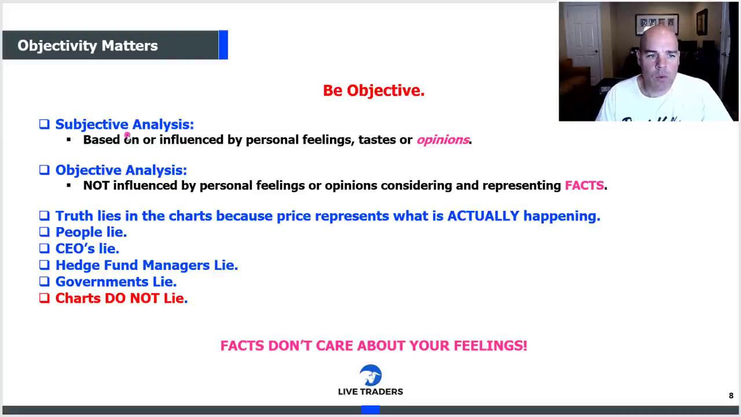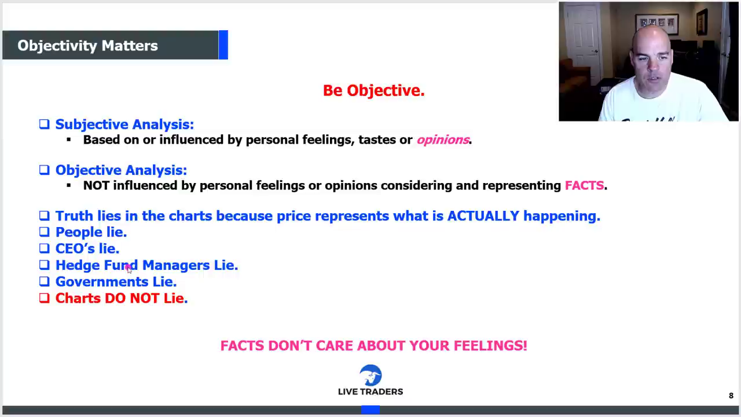Be objective. What is subjective analysis? Based on or influenced by personal feelings, taste, or opinions. That's subjective. Get used to reading that. Opinion. Objective: not influenced by personal feelings or opinions, considering and representing facts. A fact. 424.45 is where the SPY is. That's a fact. Okay? Truth lies in the charts because price represents what is actually happening.